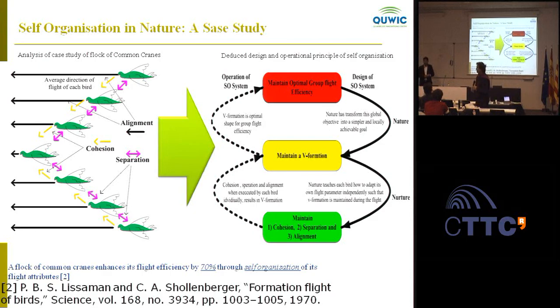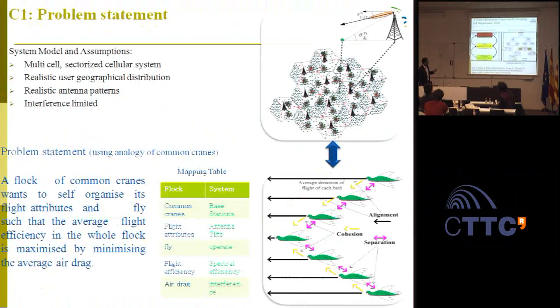Yes, this compared to a single bird, it's group flight efficiency. It's just like if we had one base station, we never need to tilt. We have no interference. So it's a systematic, holistic view which gives you the problem, and then you need to find a solution.